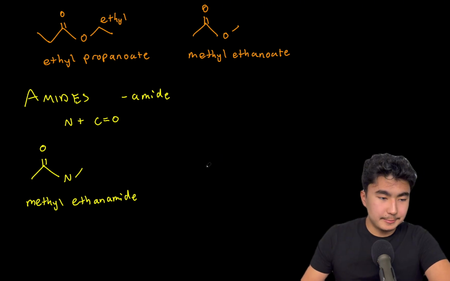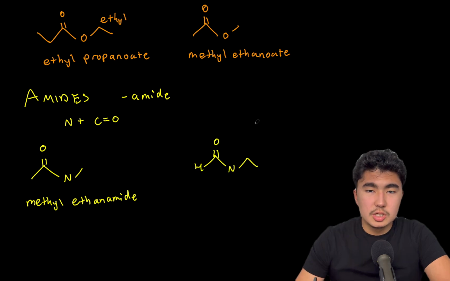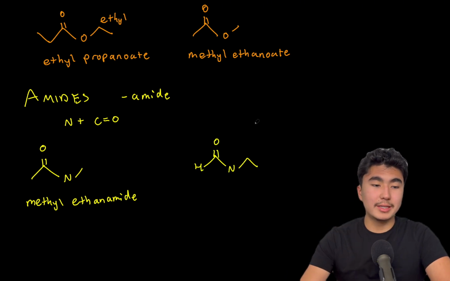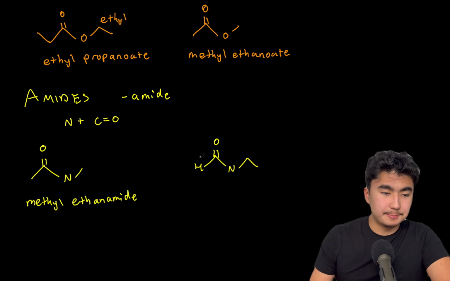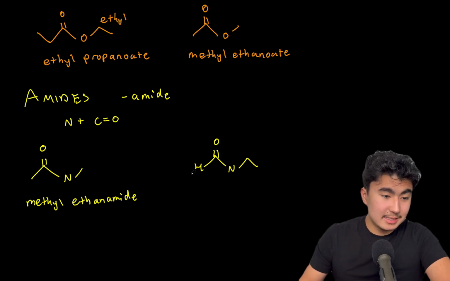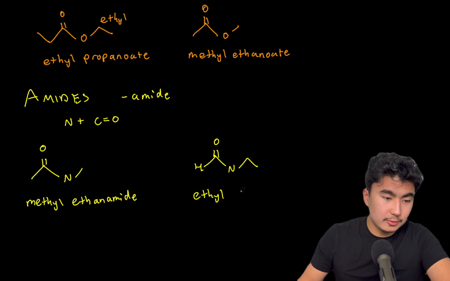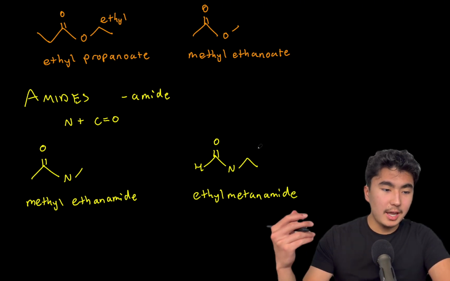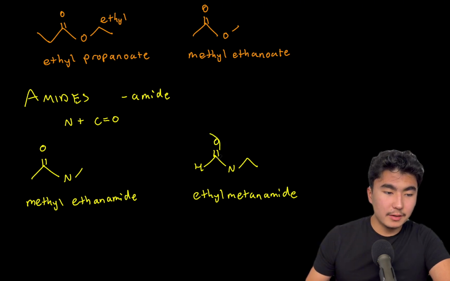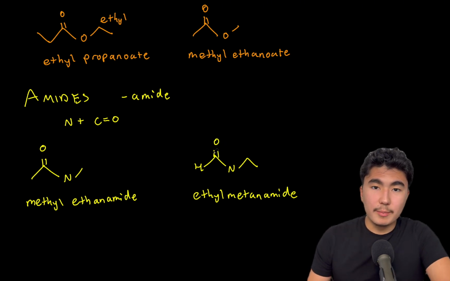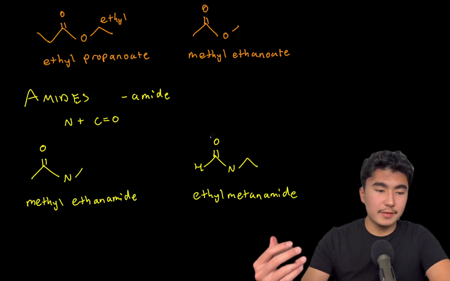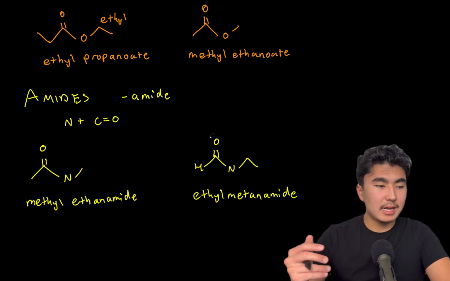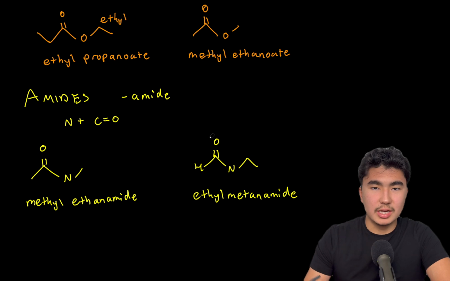Now, what if we had something like this? I want you to pause this video and see if you can find the correct naming for this molecule. If you guessed that this was an ethyl methanamide, you'd be correct, because over here the nitrogen is bonded to 2 carbons, which is an ethyl, and on our left we only have one carbon, indicating a methyl group, so we have methanamide. So that is how we're going to name our amides. That's pretty much what amides look like.